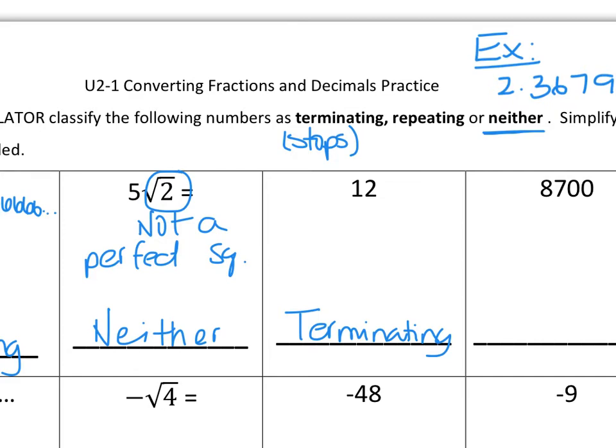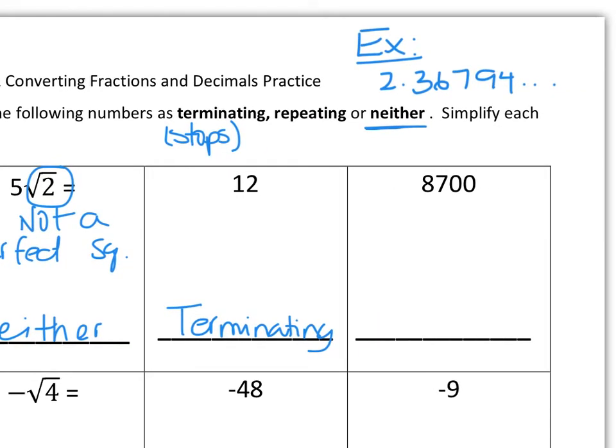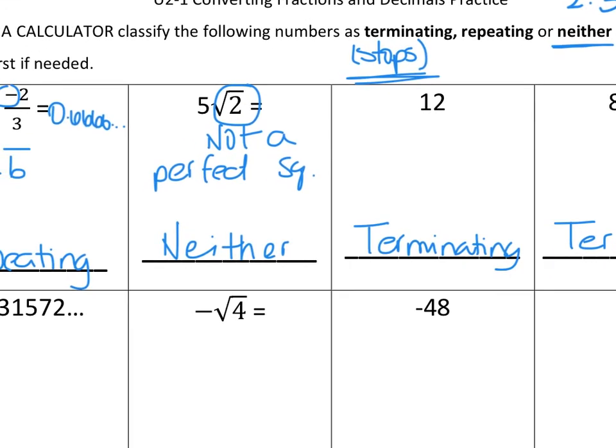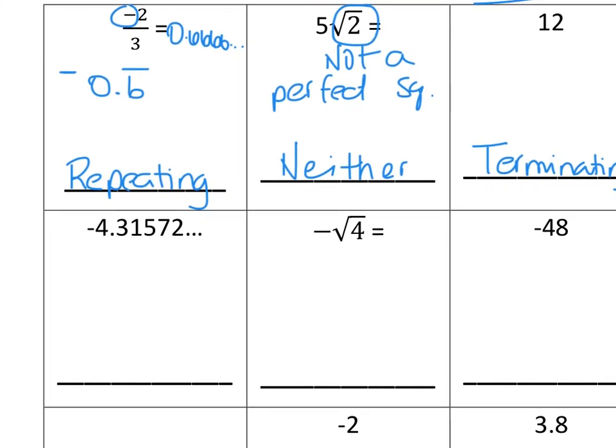Okay, let's take a look at the example 8,700. Again, does it stop? And the answer is yes. So it is terminating. We don't see any dots, and we don't see any bars over any of the numbers. Okay, let's take a look at one more, and then I'll have you try the rest on your own.